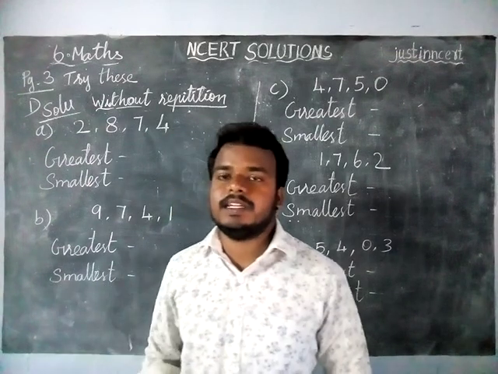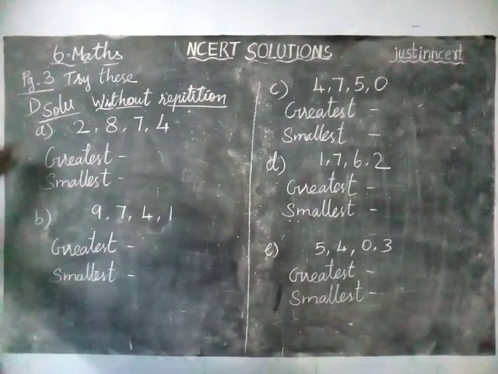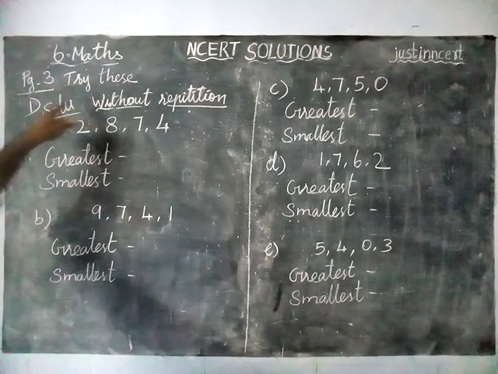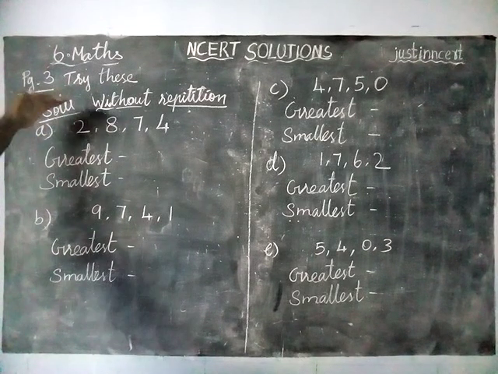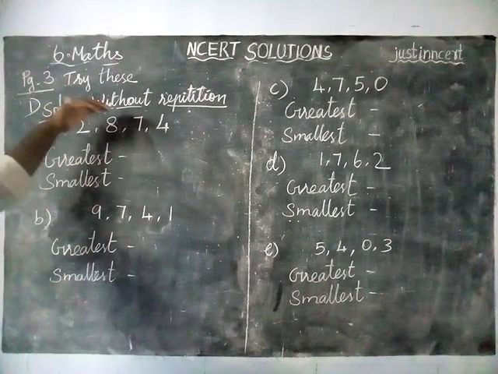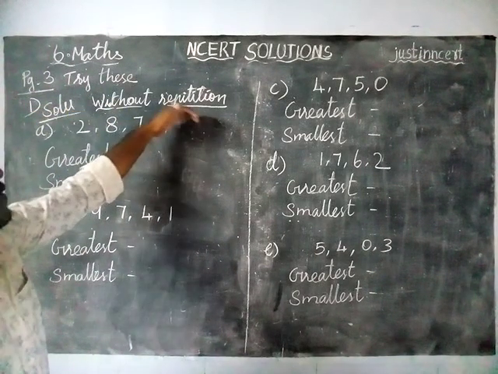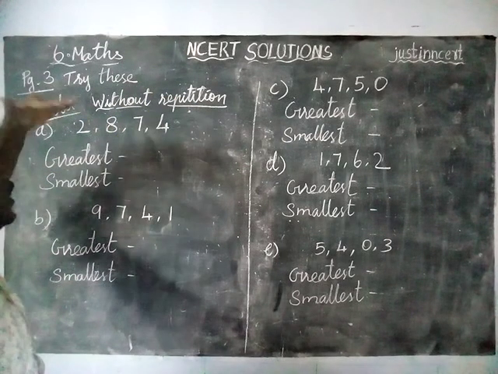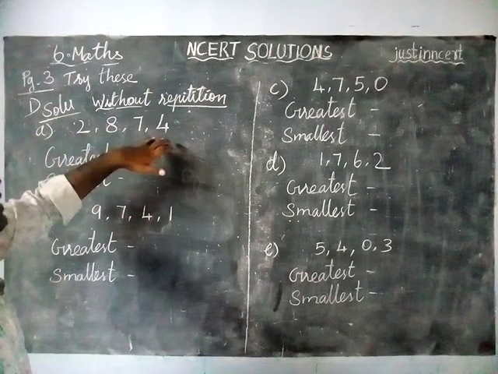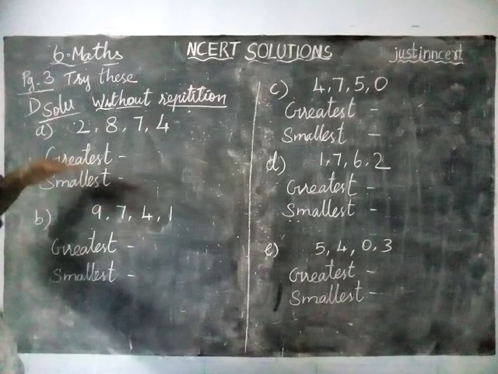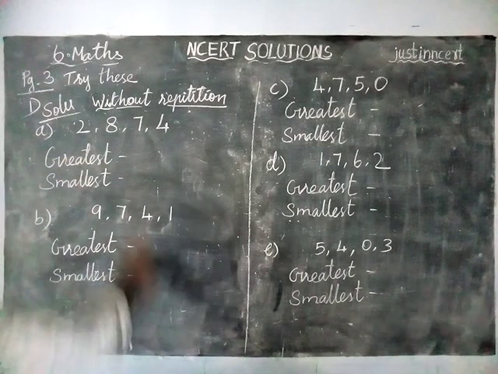We will get into the class. Now, page number 3, try these. First question, solution. What they are asking us: without repetition, we have to use these 4 digits to make the greatest number and the smallest number. So we are going to find the greatest number.